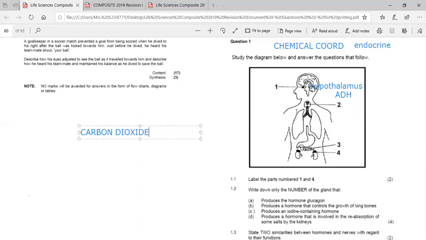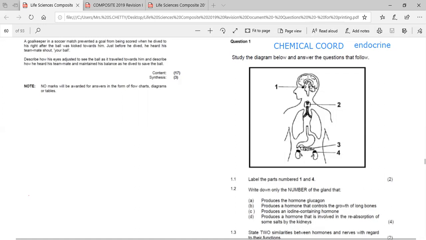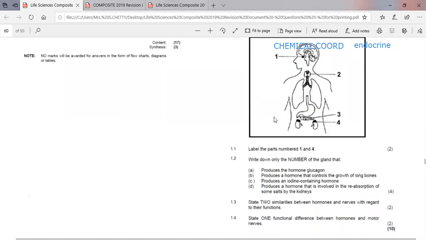With that, my darlings, we have successfully completed, within a short period of time, chemical coordination, by far the major part of it, chemical coordination and the negative feedback mechanisms. I will just do this one question here, and then when I meet you in the next video, we will do the rest of the questions.